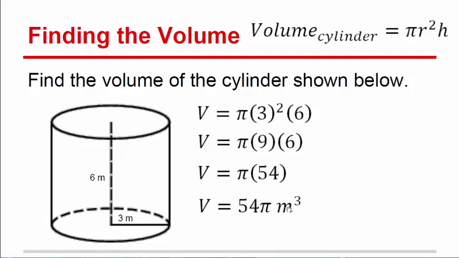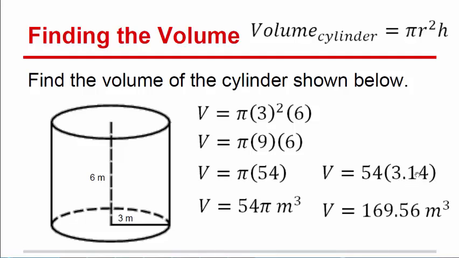54 pi meters cubed. Now, if we wanted to not leave it in terms of pi, this answer here is what we say is left in terms of pi. Pi is in your answer. Then we can simply take 54 times 3.14, and that would give us 169.56, rounding to 2 decimal places, meters cubed. So either one of these would be acceptable, leaving pi in your answer or multiplying pi out using 3.14.